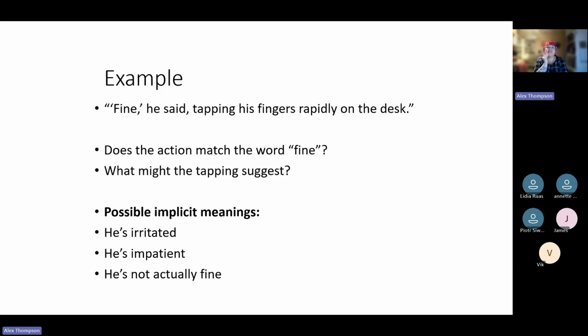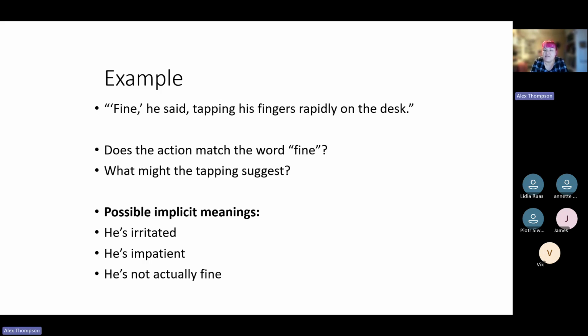It says, "Fine," he says, as he was tapping his fingers against his desk, not against his chin. You can't see my desk. "Fine," he said, tapping his fingers rapidly on the desk. Could be like this, could be. Okay, so does the action, tapping his fingers against the desk, match the word fine? Fine means okay. A lot of it, I think, depends on the tone of voice and the body language. So if somebody is sitting there and goes, "Fine," then I don't think it is fine.